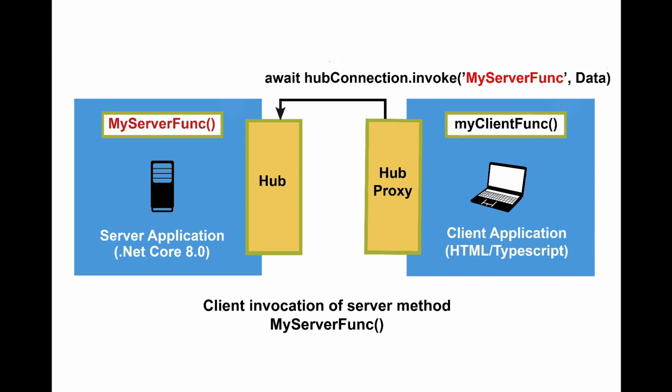Clients call public methods on hubs via the invoke method on the hub connection. The invoke method accepts the name of the hub method. It is MyServerFunc in the diagram. And any arguments defined in the hub method.